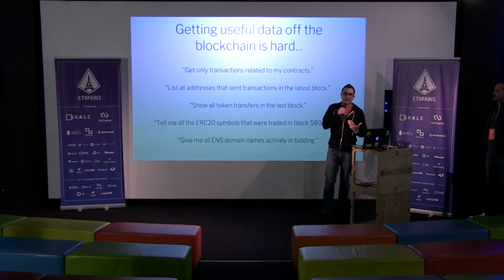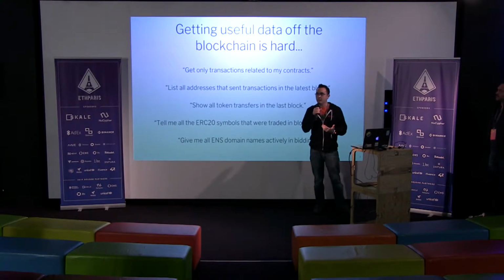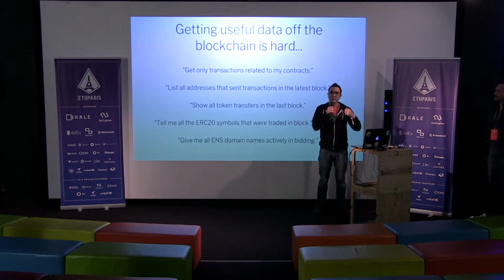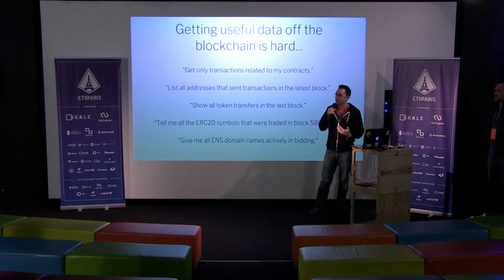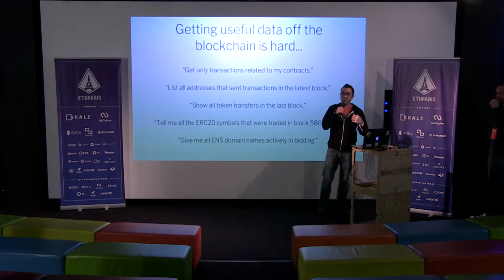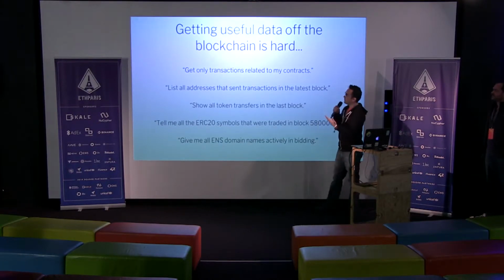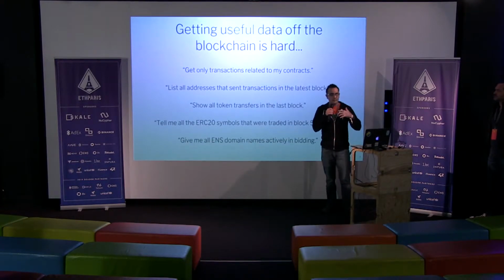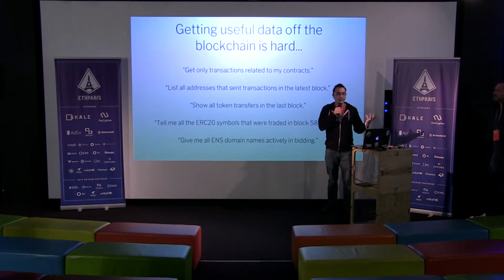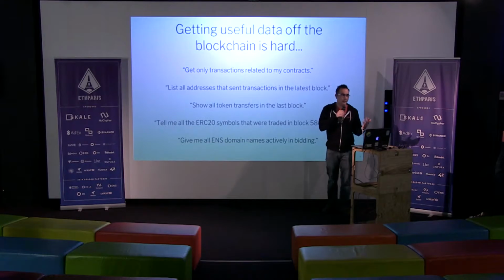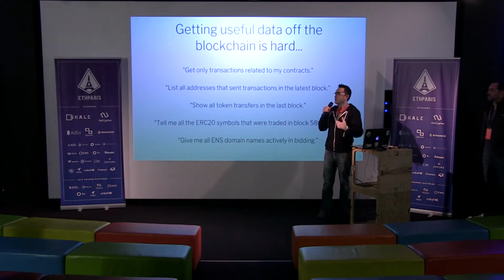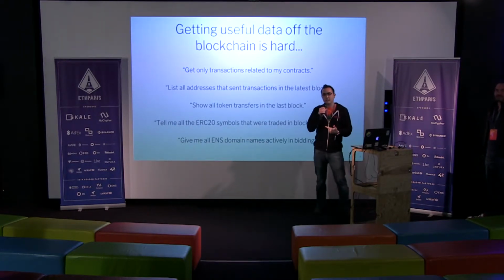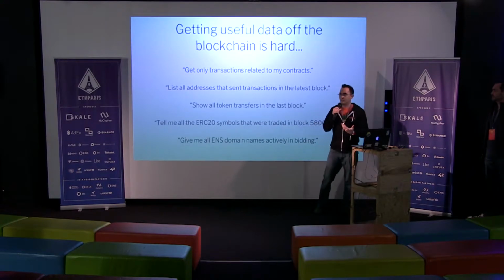And it comes down to that: getting useful data off the blockchain is hard, right? If you want to pull a block or scan headers, that's pretty easy to do. But when you start getting into application-level querying, things even as simple as get only transactions related to my contracts, list addresses that sent transactions in the last block, show all token transfers, et cetera, this stuff is not easy to pull off in JSON-RPC, right?